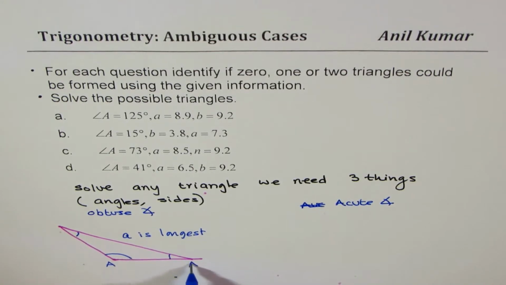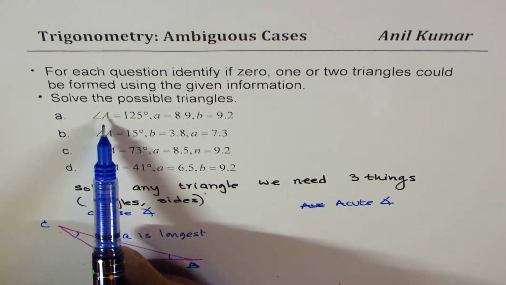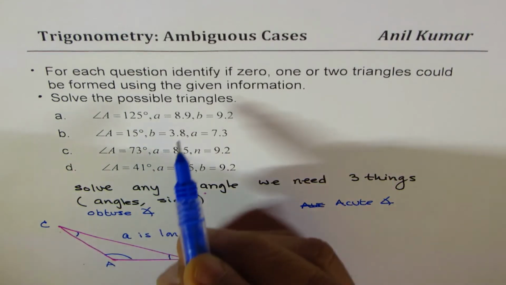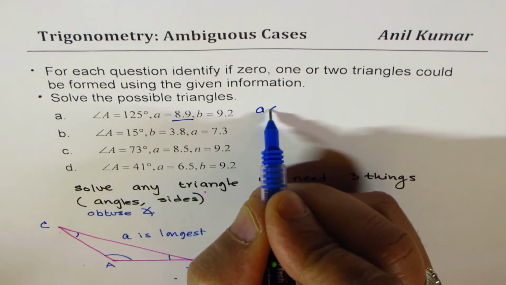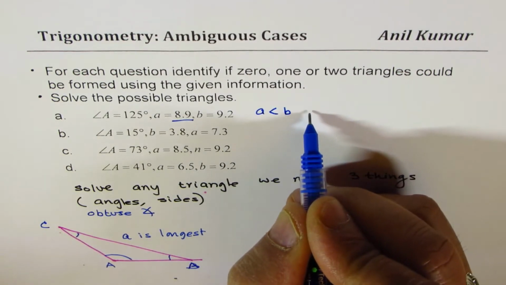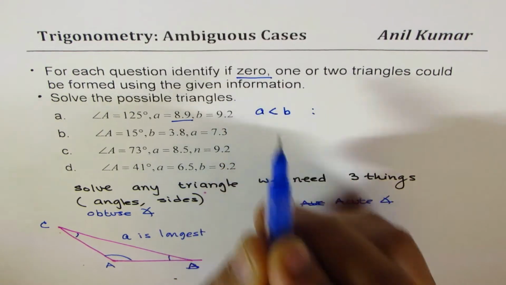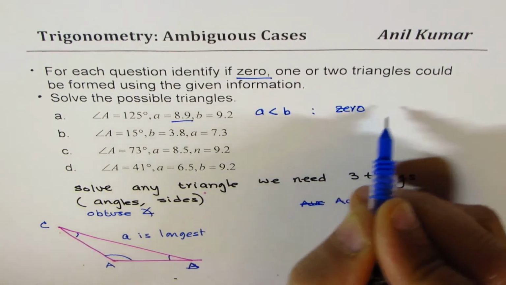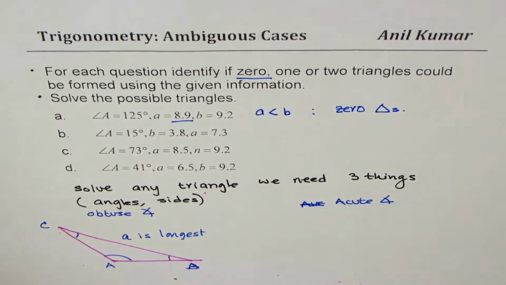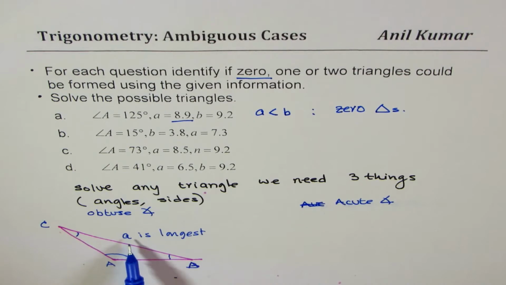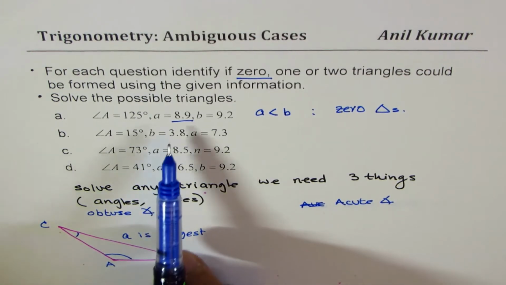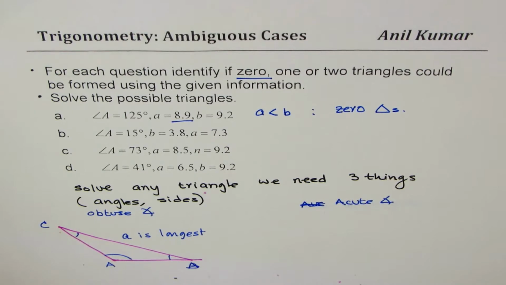Let me name this triangle as ABC, okay. Now if I look into part A, which is an obtuse angle, side A is 8.9, but B is 9.2. Now since A is less than B, a triangle cannot be formed. So we can write 0 triangles. Is it okay? 0 triangles. Because if A is an obtuse angle, then the side opposite to A should have been the longest. Since that is not the case, we cannot form a triangle. Done. Do you see how simple it is?